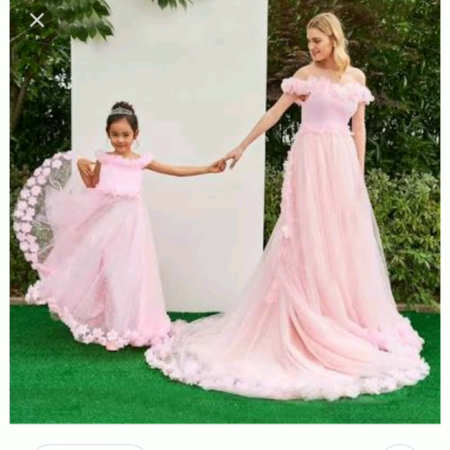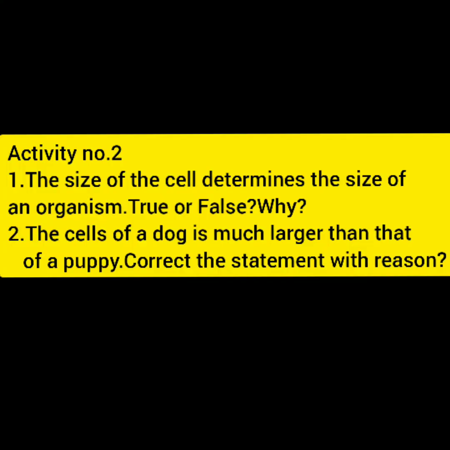Here comes our next activity, activity number 2. The size of the cell determines the size of an organism. Is it true or false? Why? The second one: the cells of a dog are much larger than those of a puppy. Correct the statement with reason.